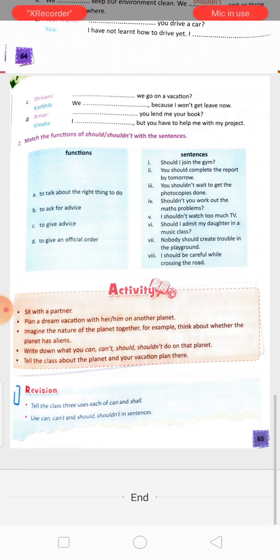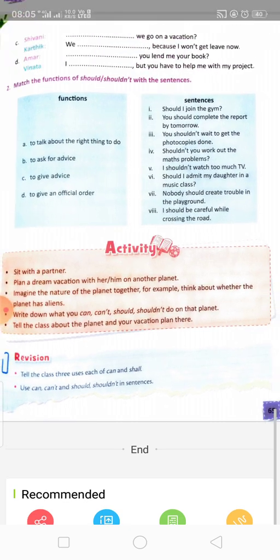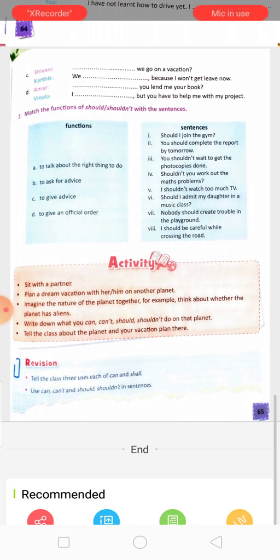To give advice. You shouldn't wait to get the photocopies done. Okay, to give an official order, you should complete the report by tomorrow. So like this you have to choose and do in your book. Understood? And I have given the answers in PDF form also, that I have discussed. So you will do there in the book. Okay?